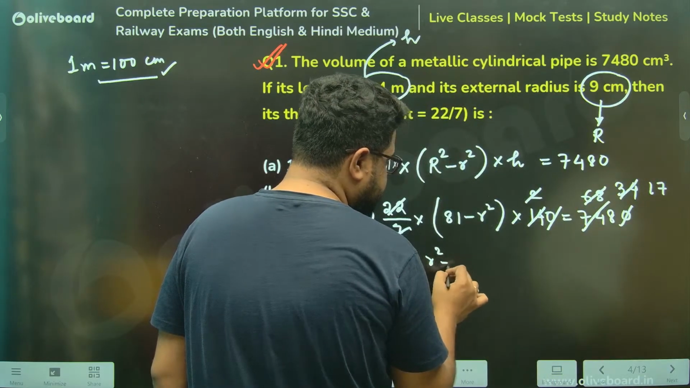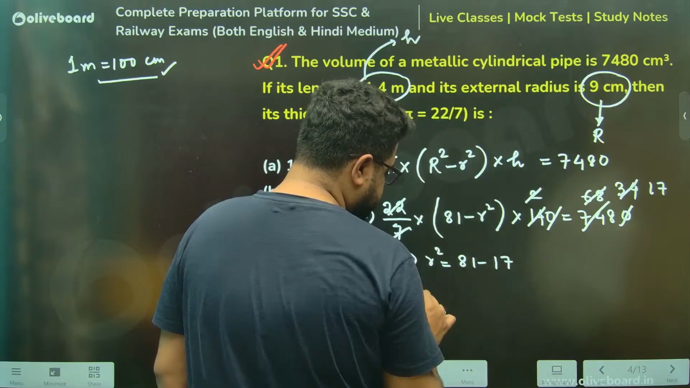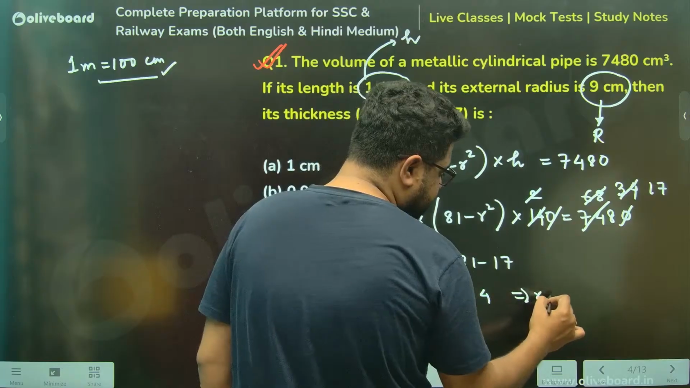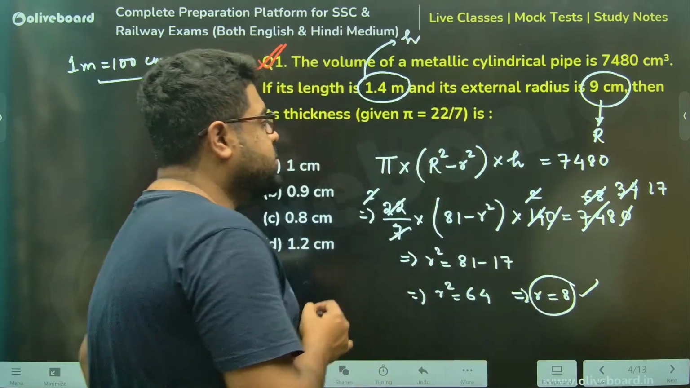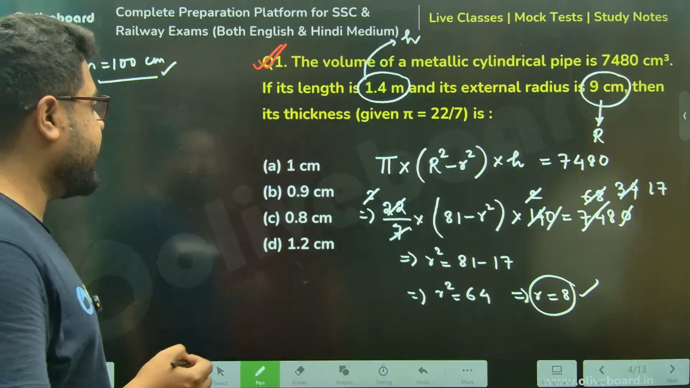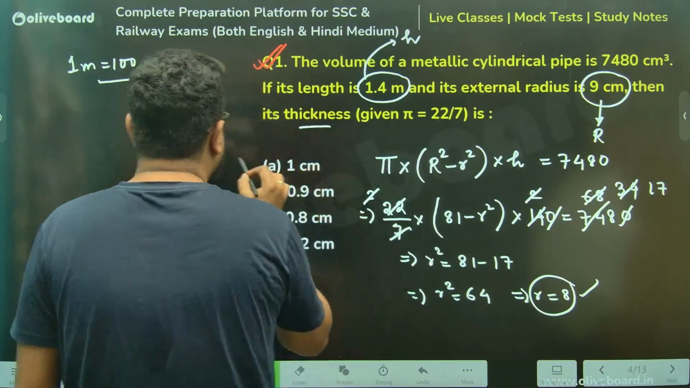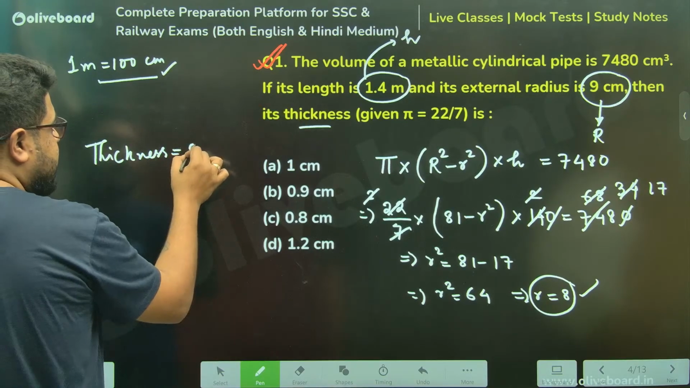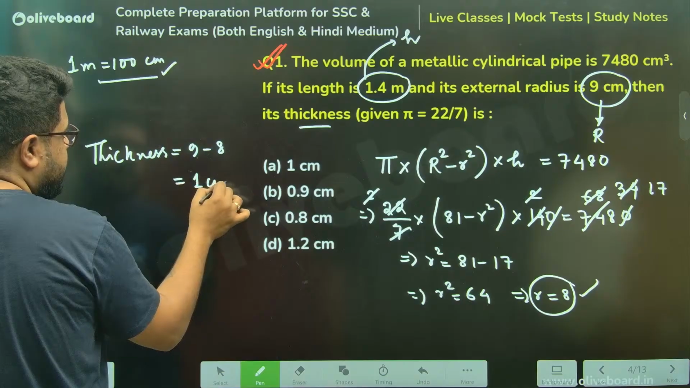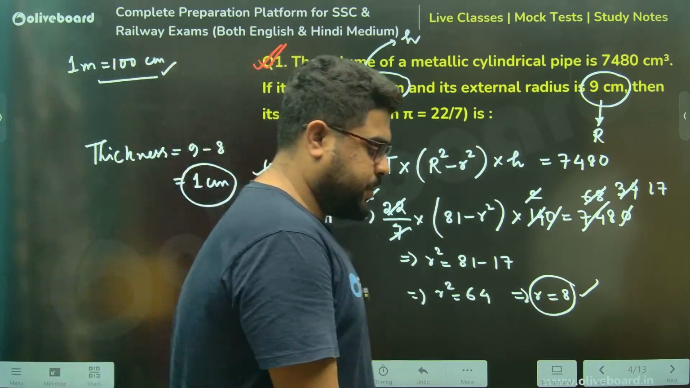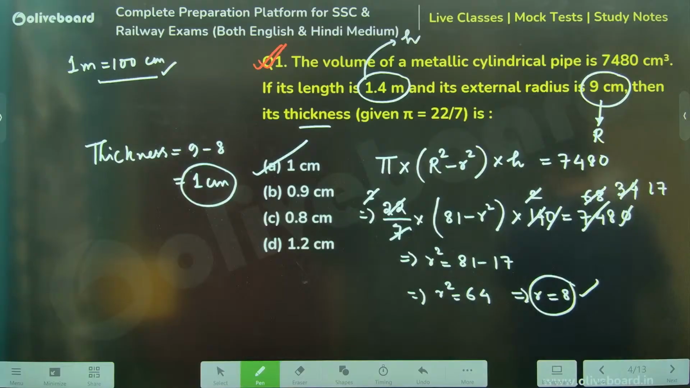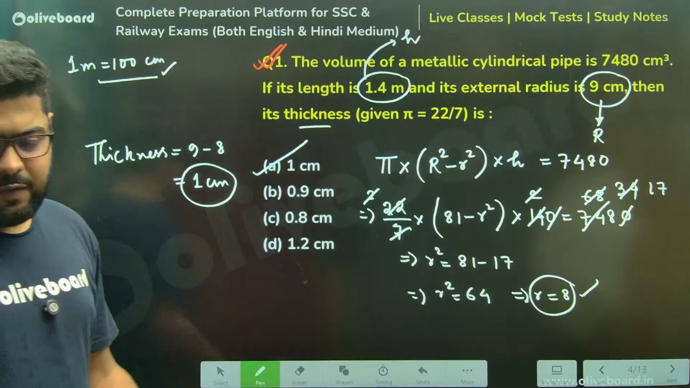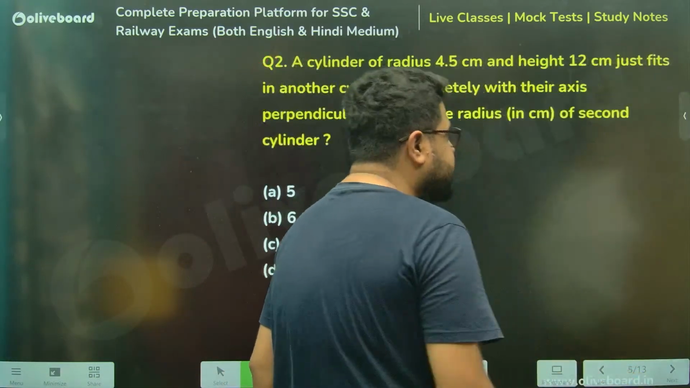So R square becomes 81 minus 17, so 80 minus 16, which is 64. So r becomes 8. So the inner radius is 8, and the outer radius R is 9. They are asking for the thickness. I know the outer radius and the inner radius, so the thickness will be 1 centimeter, option number 1. Option number 1 is 100% the correct answer. Very simple. The first question I kept a little easy. Let's move to the next one.